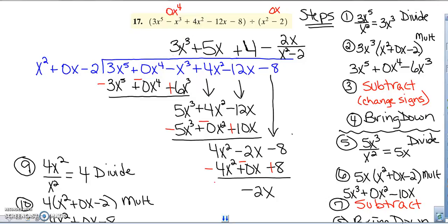we can perform the subtraction. So we change the signs to their opposites. This cancels and this cancels. Usually it's just the first term, but both of them canceled. Negative 1 and 6 would give us 5x to the third.